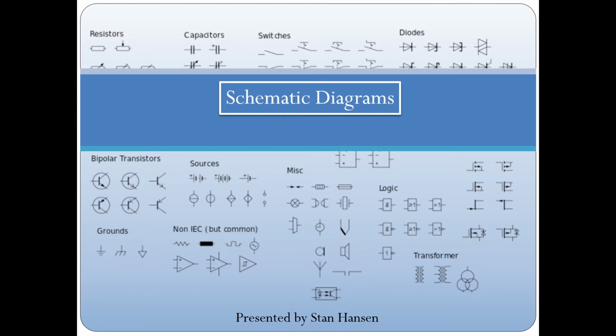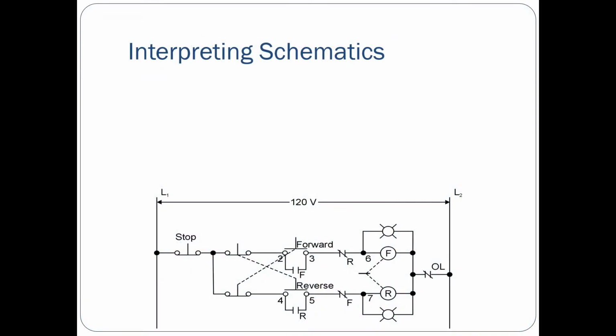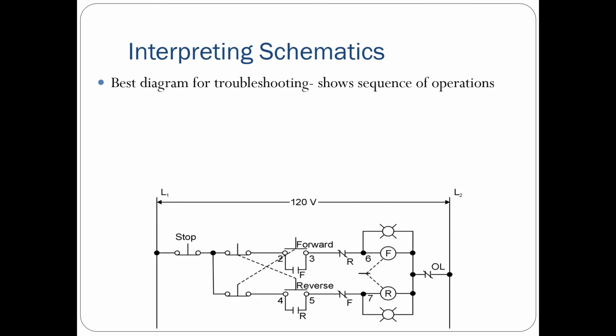After one-line diagrams, schematic diagrams are a much more complex set of diagrams that we have, and there's a specific purpose to using schematic diagrams. Schematic diagrams are also called ladder diagrams since the circuits appear as the rungs of the ladder. They're built using vertical lines to indicate our power source and horizontal lines to indicate our circuitry. They're best used for troubleshooting since they show the sequence of operations.